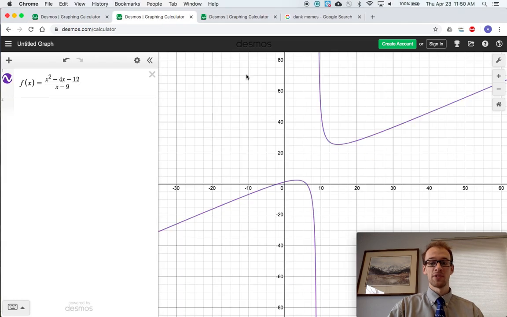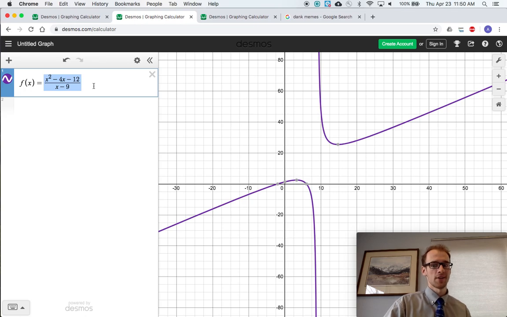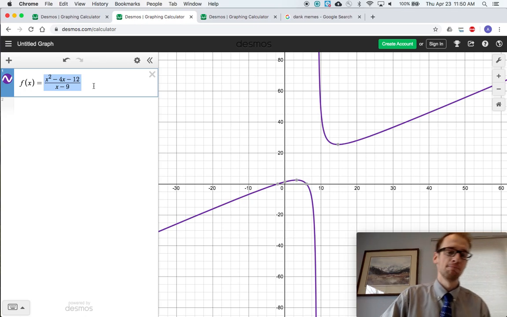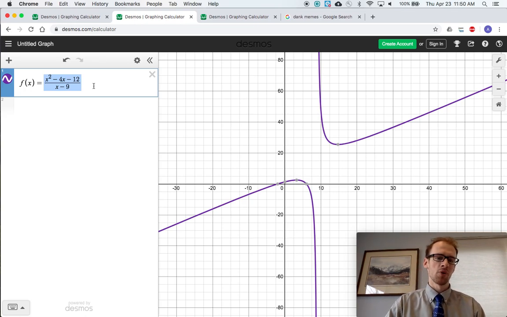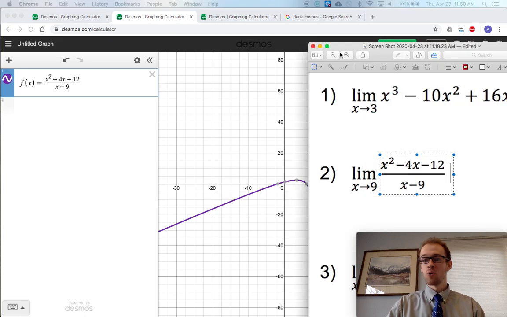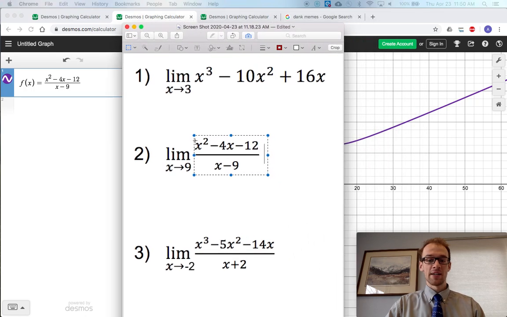I've already have it graphed here in my other tab. Here's number 2. We have this rational function. We spent a lot of time on rational functions in the first quarter, or was that second quarter? I don't remember now. Now we see here that we don't have a continuous function. There's this one side of the function, another side of the function, and they're not really connected. Of course, we are asked to find the limit as x approaches 9.